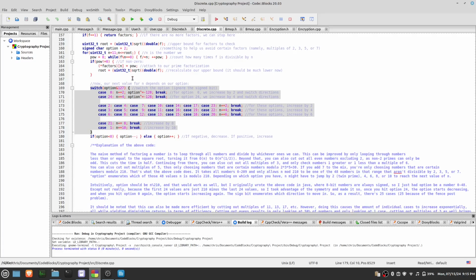So what I instead do is I have this weird piece of code where we have this variable option. It's a byte. I figure there's 256 possible values of a byte, 210 possible values of this modulo. So this will encode what we are modulo 210, and then depending on what that is, we determine how much to increase n by: 2, 4, 6, 8, or 10.